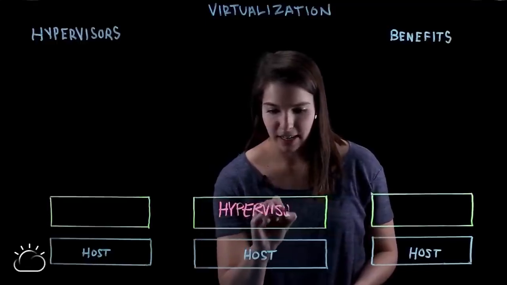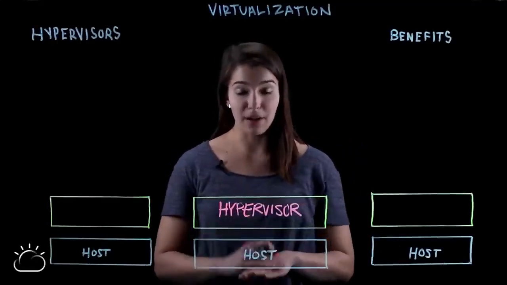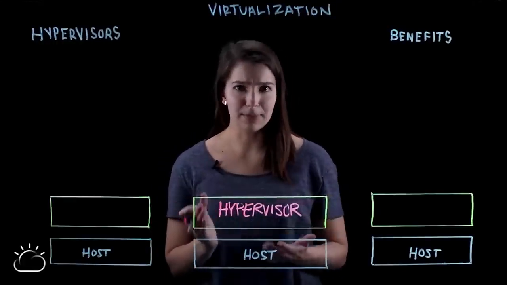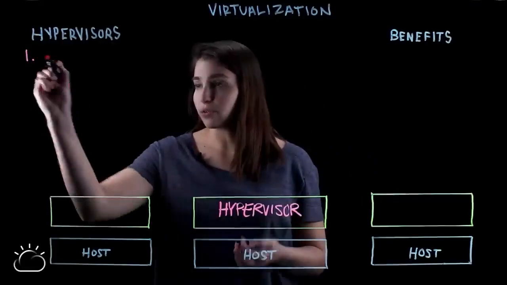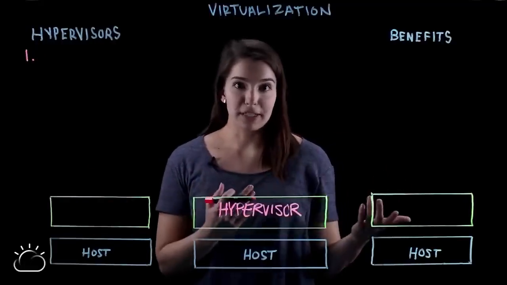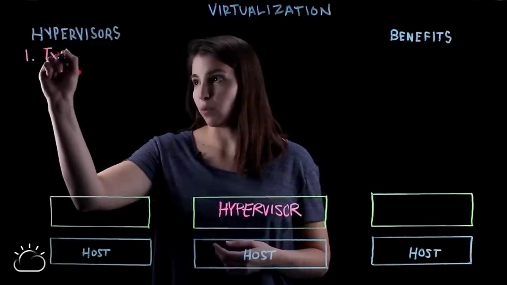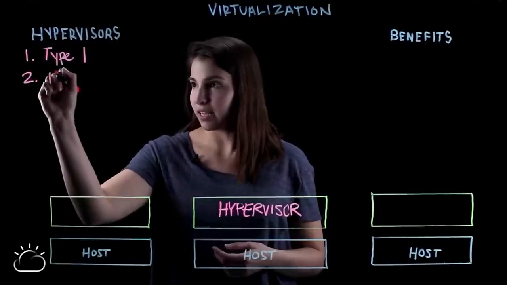A hypervisor is simply a piece of software that runs above the physical server or host. And there are a couple different types of hypervisors out there. What they do is essentially pull the resources from the physical server and allocate them to your virtual environments. There are two main types of hypervisors out there, one being type 1, very simple to remember, and two, you guessed it, type 2.